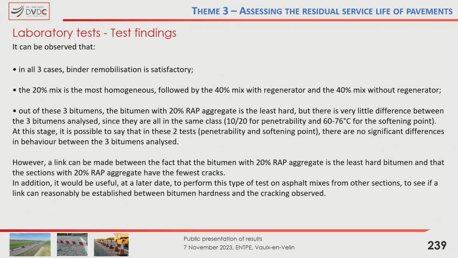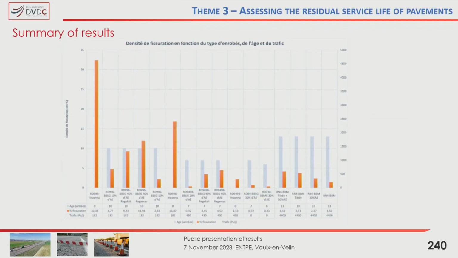The conclusions of the tests are here on the screen. In all 3 cases, the binder remobilization is satisfactory. Even if it's a bit more homogeneous with the 20% mix than the 40% mix with the regenerator and the 40% mix without the regenerator, but pretty much not much difference at all. Very few differences in terms of the aging of the asphalt mix.